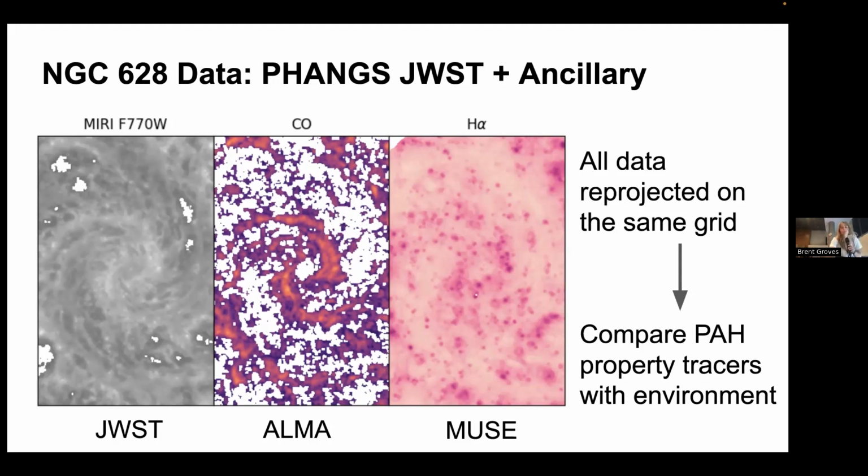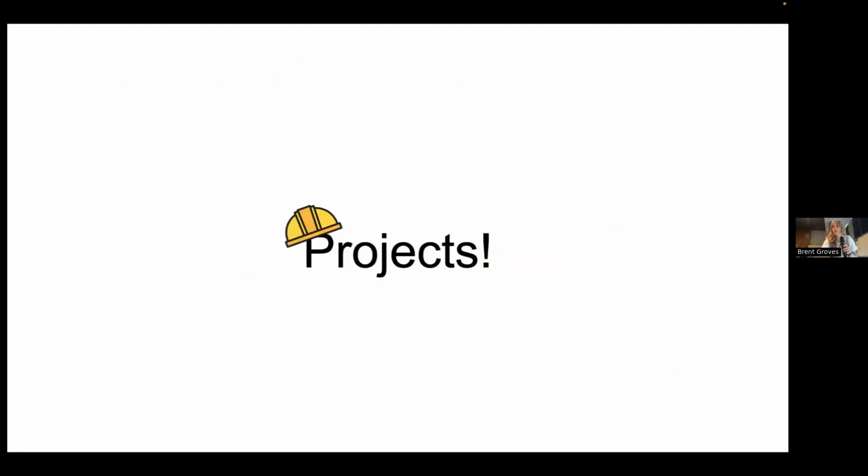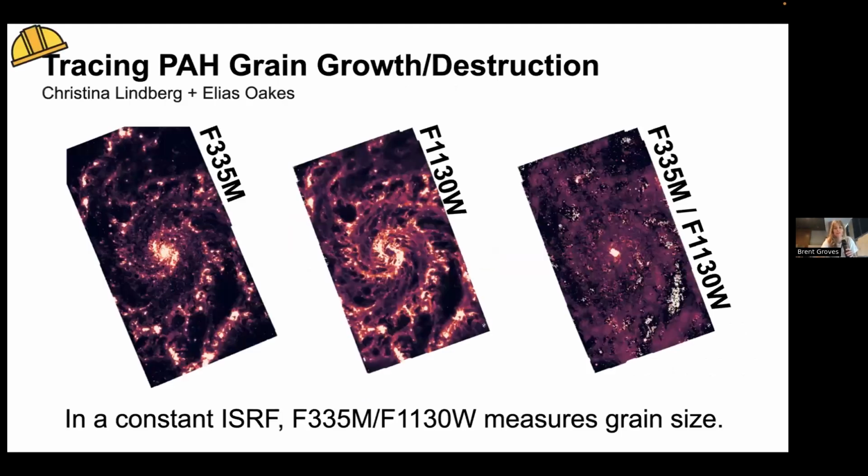Okay, so next, we're going to talk about some of the projects we were able to do in a very short time span. So these are definitely work in progress, but we thought we'd show you guys some of the preliminary results. One of the things Elias and I were interested in is seeing if we could measure evidence of grain growth or grain destruction, aka where the grain sizes are changing across the whole galaxy.